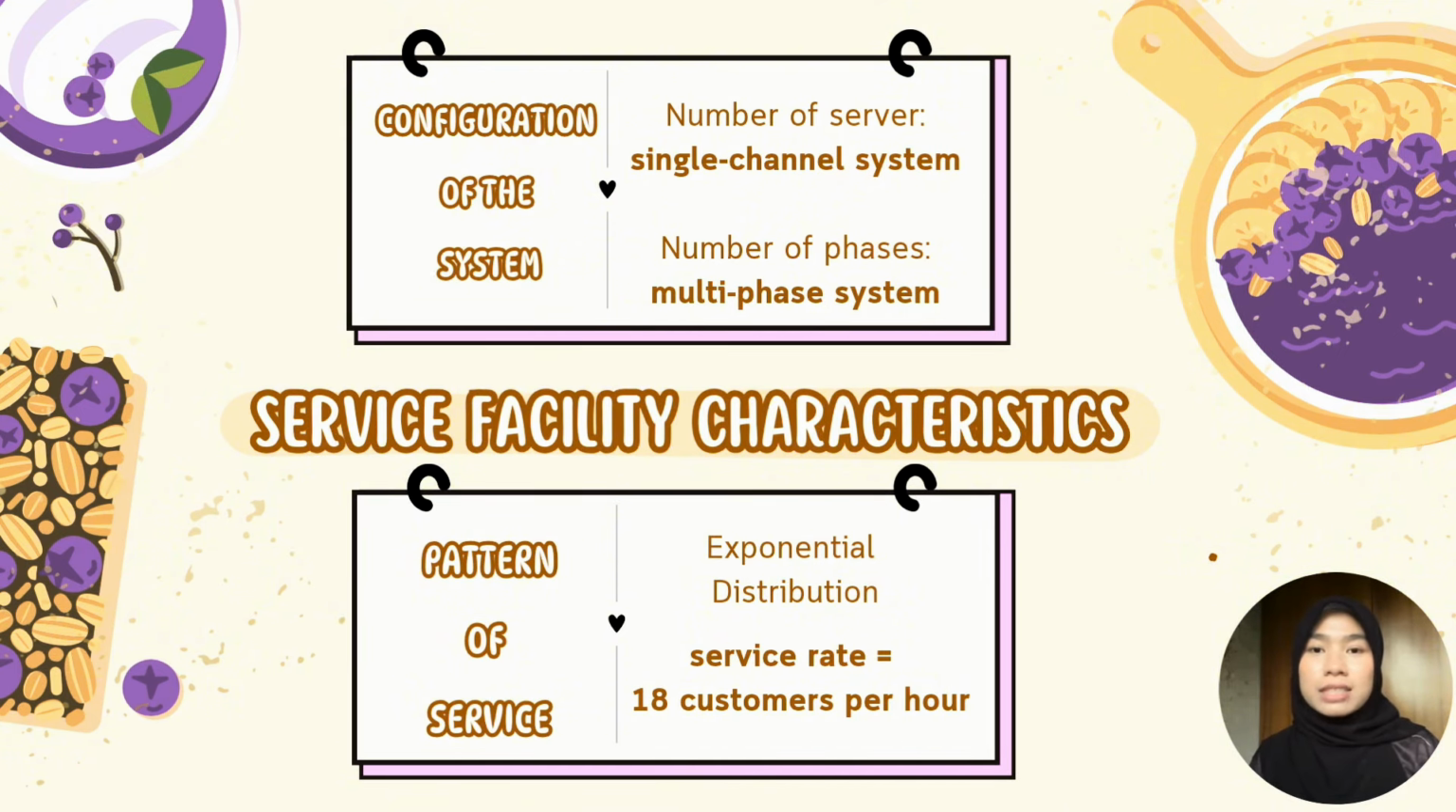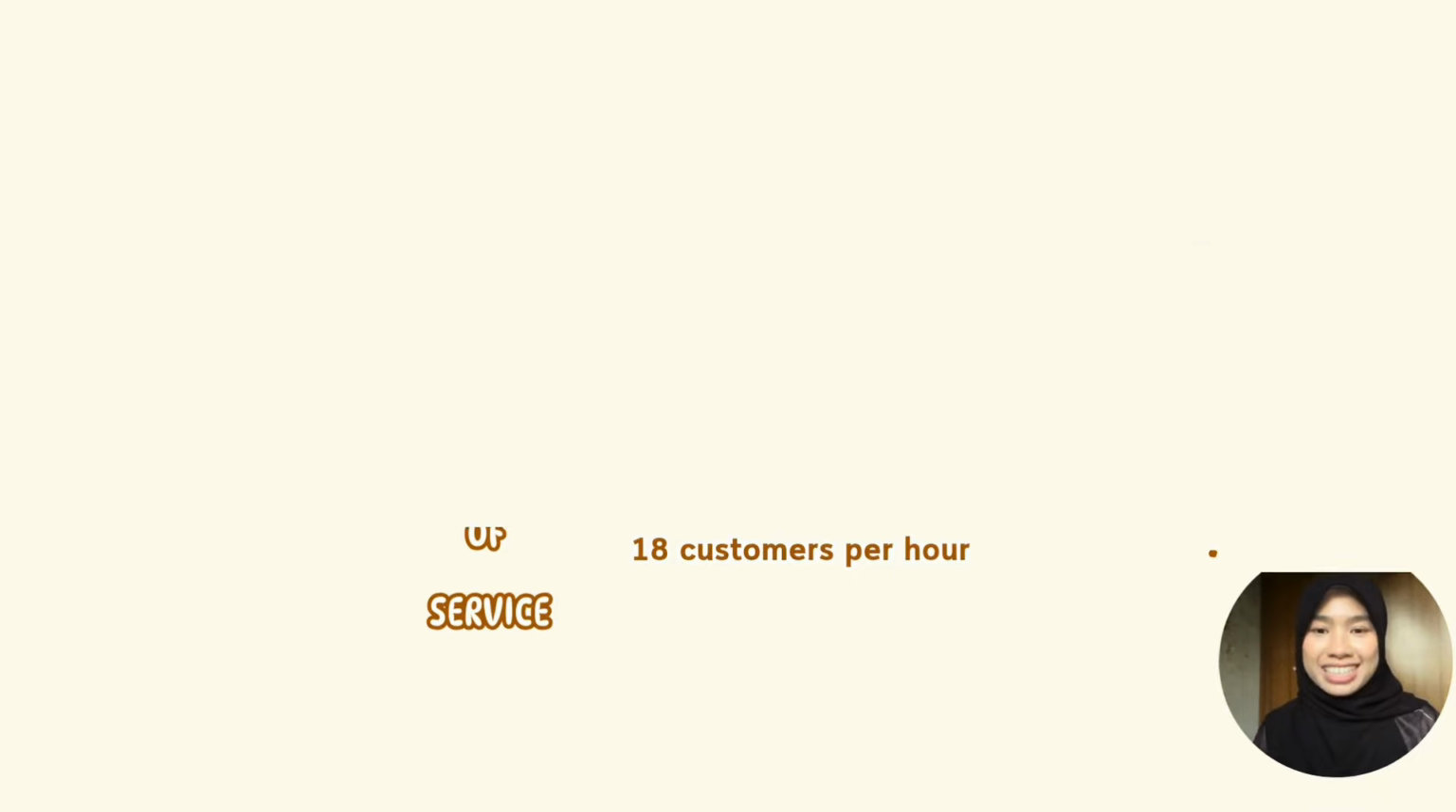Next, we look at the service facility characteristics. The pattern of service follows an exponential distribution. This means the service time is random, but on average it follows a predictable pattern that is commonly used in queuing systems. The service rate is 18 customers per hour. This means the server is able to serve 18 customers in 1 hour, or roughly one customer every few minutes. Overall, this slide explains how the service system operates, how customers are served, and how fast the service can be provided.